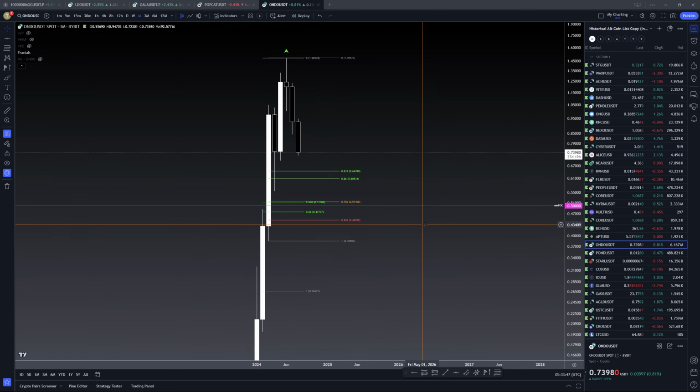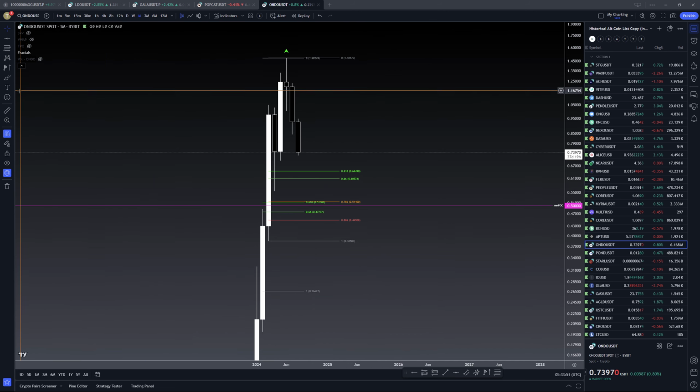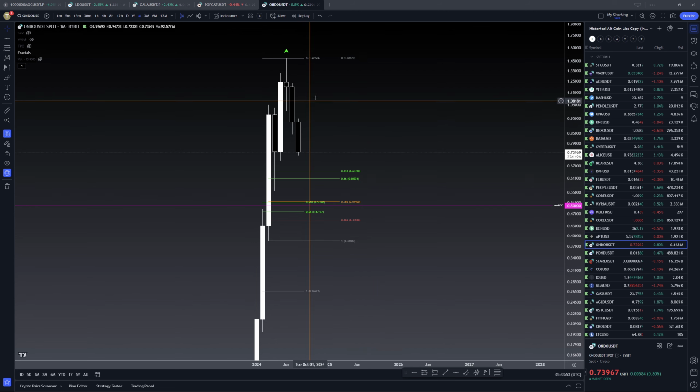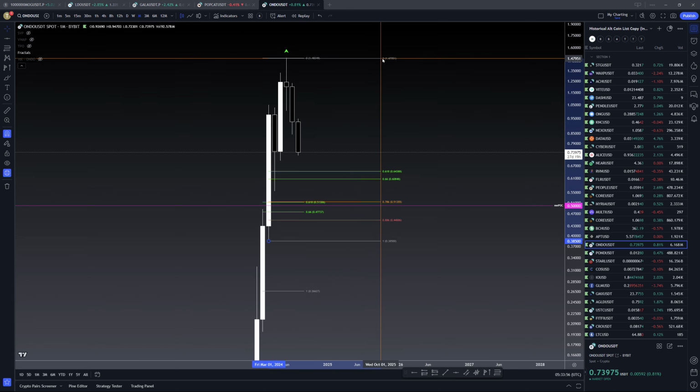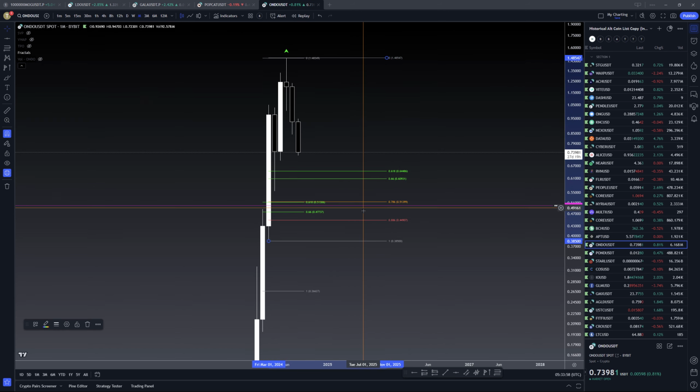That's very nice fib confluence, and we don't ever want to just take that away. Extremely nice fib confluence. You see that, you really need to pay attention to a level like that when you see that.